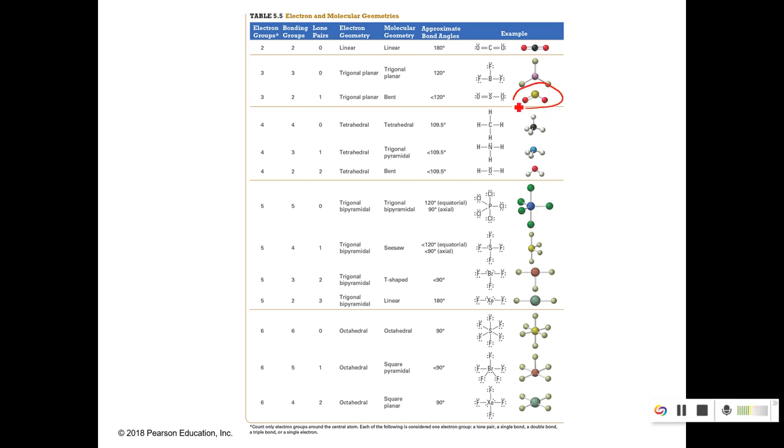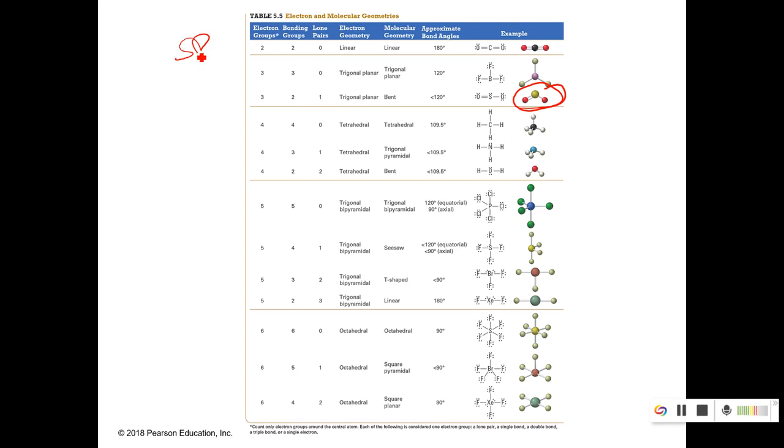I did miss this one. I guess I deleted that slide. It was this one. It's bent. So there are two bents. There's a bent 120 and a bent 109.5. It just depends on the total electron groups. So if you like this chart better, then print this chart. However, this chart does not have hybridization.